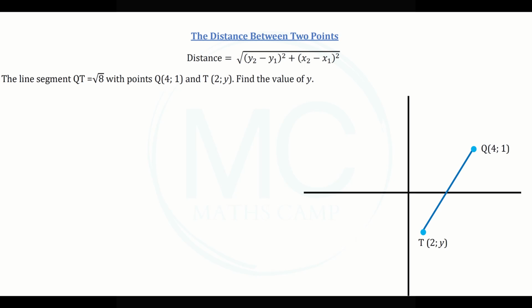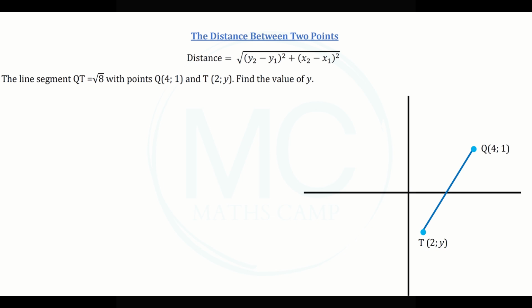The line segment QT is equal to root 8 units, with points Q (4, 1) and point T with coordinates (2, y). Find the value of y. Now we need to find the y coordinate of a point, but we use the formula in exactly the same way as our previous example. The equation gives us the length of QT in surd form as root 8.